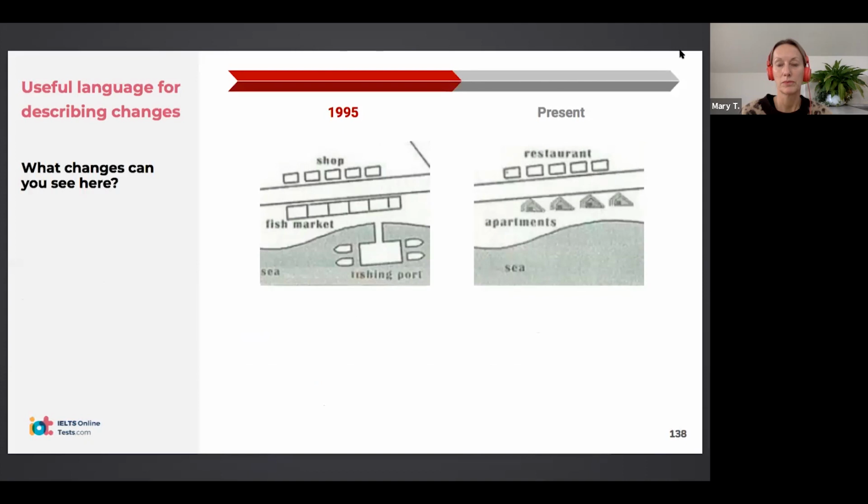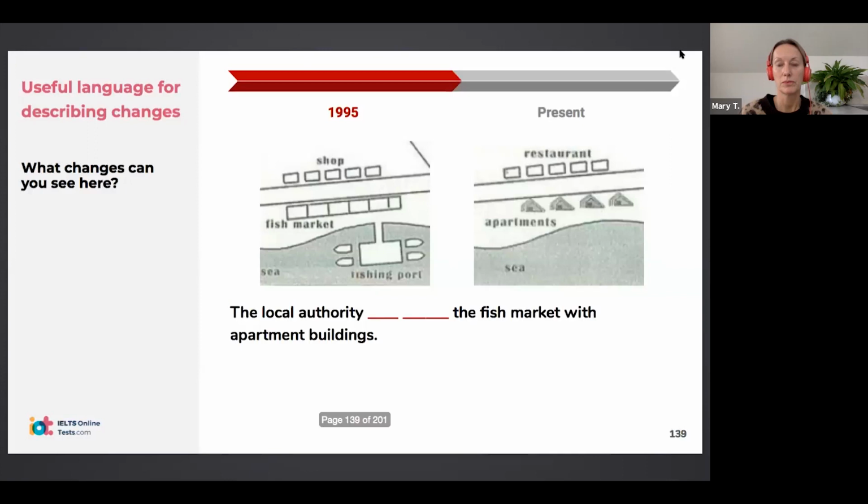Removal of the port, yes. Shop change to restaurant, that's right. And apartments, yes, apartments replace the fish market, okay. Let's have a look. So the local authority something the fish market with apartment buildings. Yes, that's right, has replaced the fish market with apartment buildings.